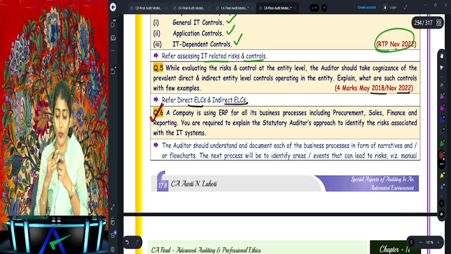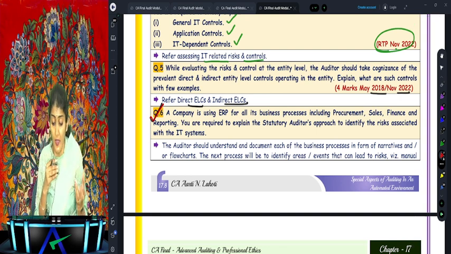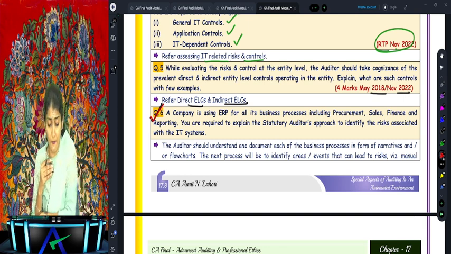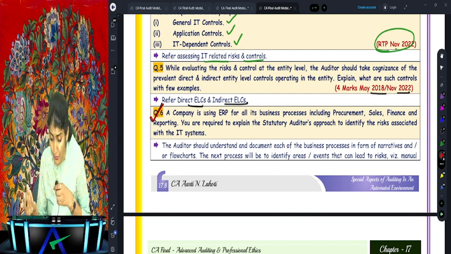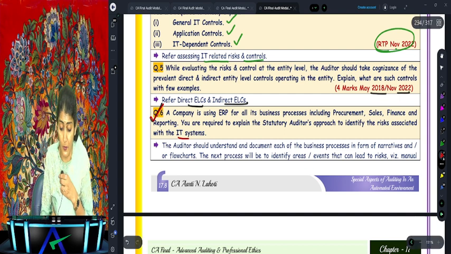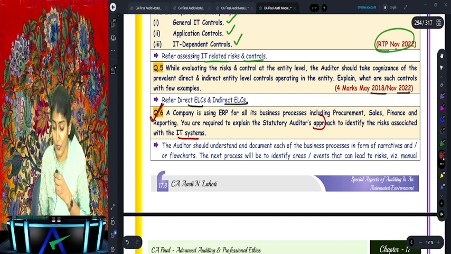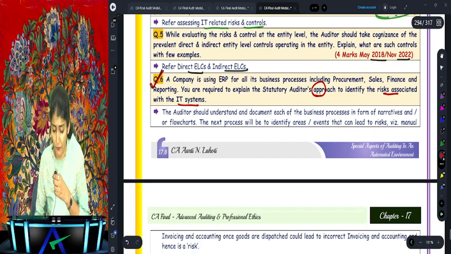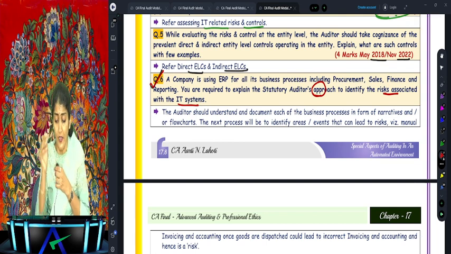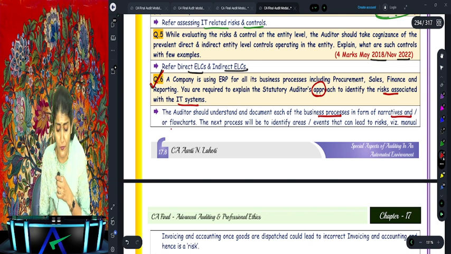One more offbeat question over here which is there in the MTP. A company is using ERP for all its business processes, including the procurement, the sales, the finance, and the reporting. You are required to explain the statutory auditor's approach to identify the risk associated with the IT system. So what should be the approach of the statutory auditor to identify the risk? If I read the points, does any point come to your mind? The auditor should understand and document each phase of the business process in the form of narratives or flowchart.